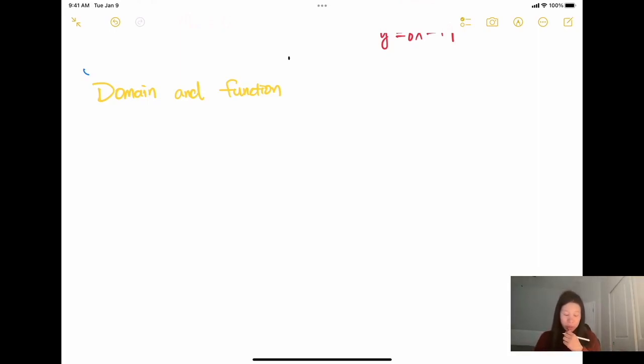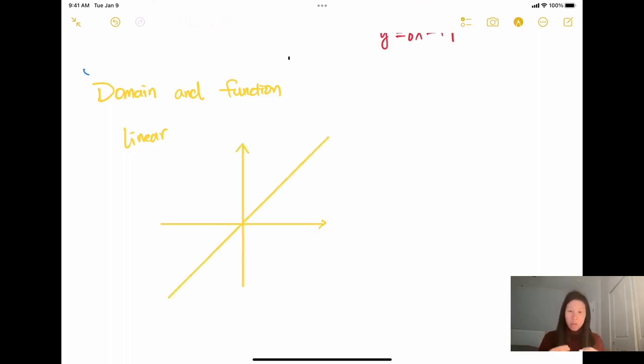So the most basic one is the linear function. What does the linear function look like? The linear function looks like a straight line, right? So what is the domain of a linear function? Look at all the possible values of the input. It's going to be negative infinity to infinity, right?